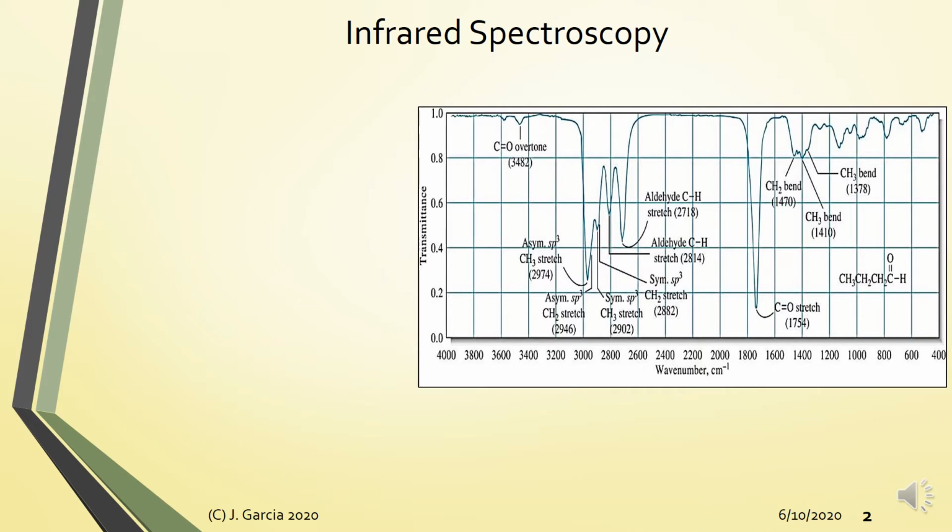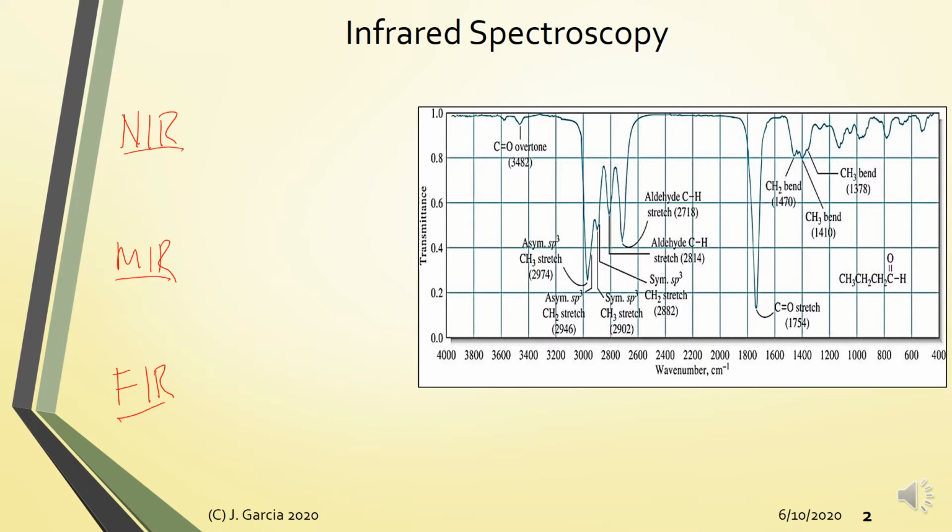Alright, so the infrared region is actually divided into three subregions. So you have your near IR, your mid IR, and your far IR regions. In infrared spectroscopy, you can use each of these regions.